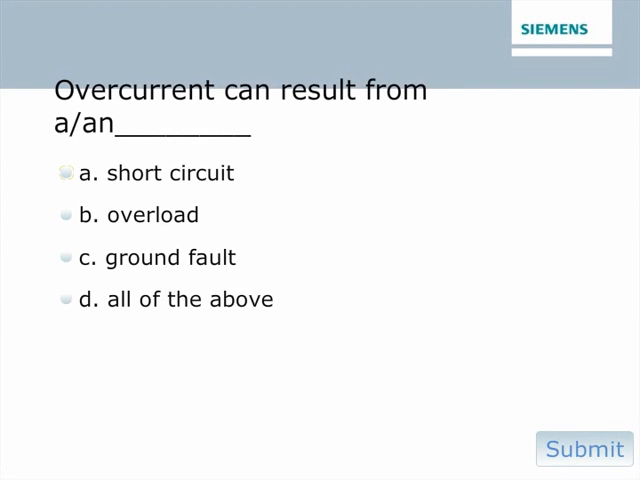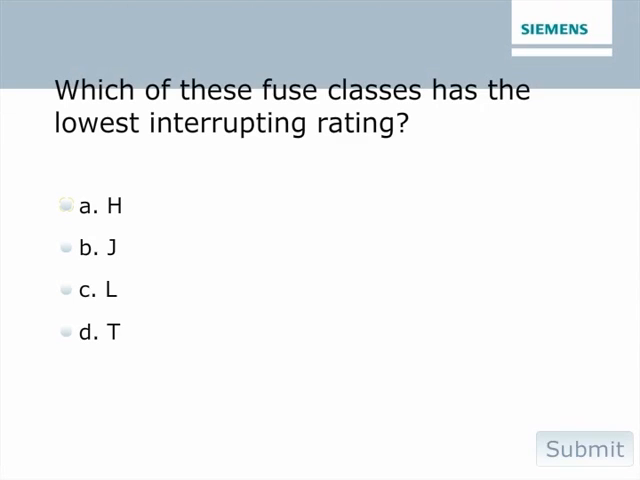Overcurrent can result from A, short circuit, B, overload, C, a ground fault, or D, all of the above. Question 3. Which of these fuse classes has the lowest interrupting rating? Is it A, H, B, J, C, L, or D, T?